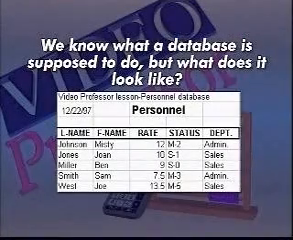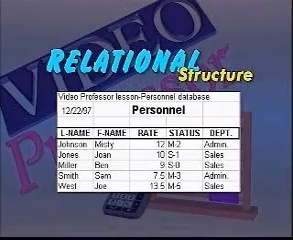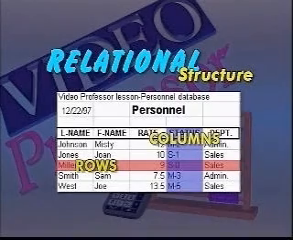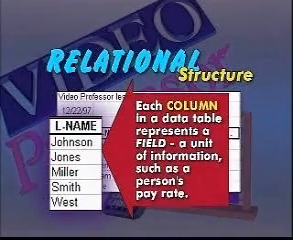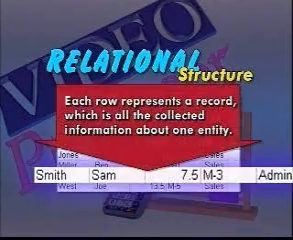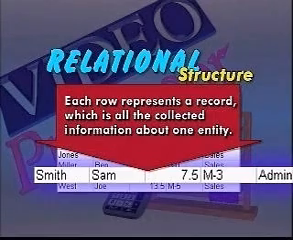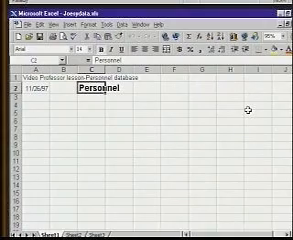Suzanne, we know what a database is supposed to do, but what does it look like? Well, many databases are organized in a relational structure which looks like tables with rows and columns of data. Each column in a data table represents a field, a unit of information such as a person's pay rate. Each row represents a record, which is all the collected information about one entity. An example would be all the information related to an employee's personnel record. Excel's worksheets are composed of rows and columns, so it's very easy to duplicate the database structure within them.